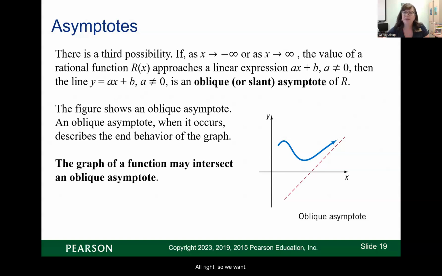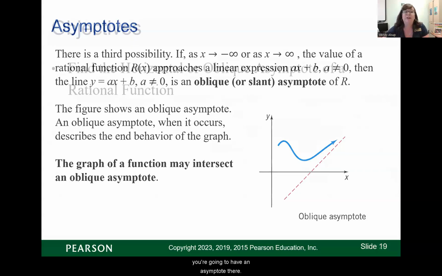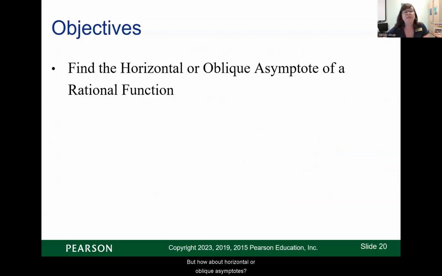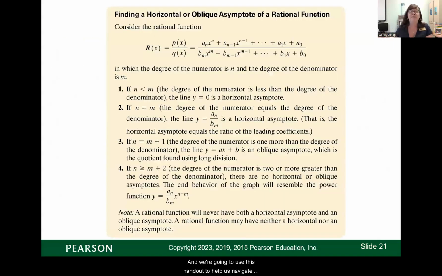All right, so we know how to find the vertical asymptotes. Vertical asymptotes are connected to the domain. So if you have to kick an x value out of the domain, you're going to have an asymptote there. But how about horizontal or oblique asymptotes of a rational function? And we're going to use this handout to help us navigate this.